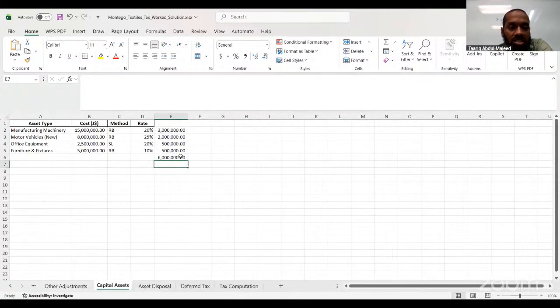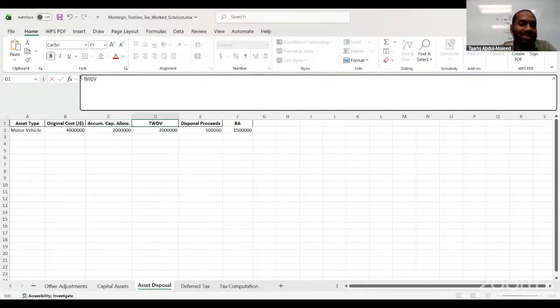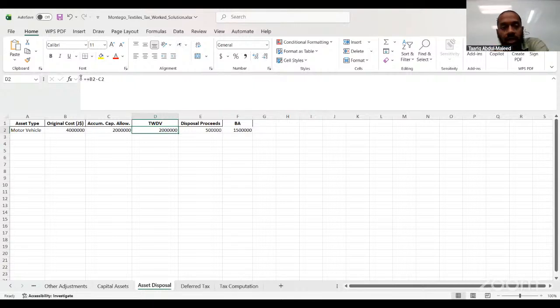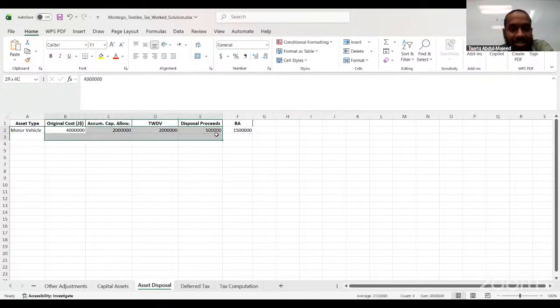The capital allowance, everybody got the 6 million, the asset that was disposed of. As we said, the original cost was 4 million. The accumulated capital allowances was 2 million. So the tax written down value, which is what the taxman recognized, is 2 million. So you sold it for 500,000. So you have a balancing allowance of 1.5 million.